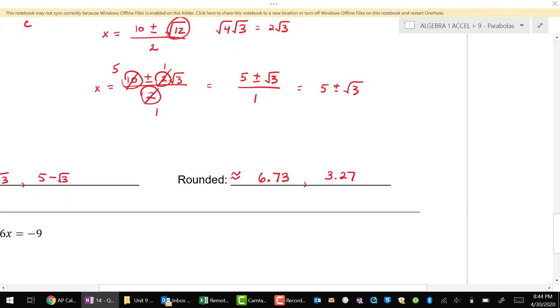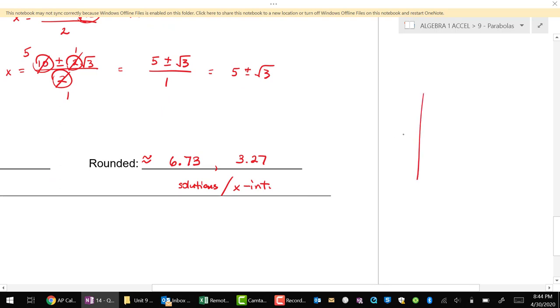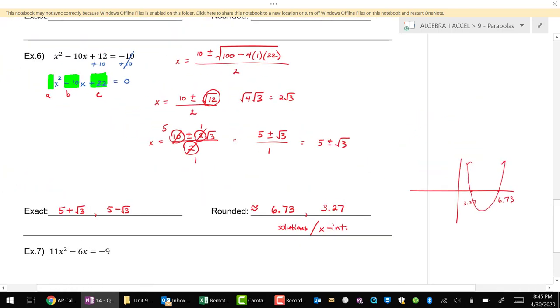So remember that these are the x-intercepts. Those are the solutions, which are also the x-intercepts. So if I were to graph this thing right here, I'd see x-intercept solutions at 3.27 right there, and then another one over here at 6.73. So graphically, we found x-intercepts. That's kind of the connection between parabolas and these solutions that we're finding.